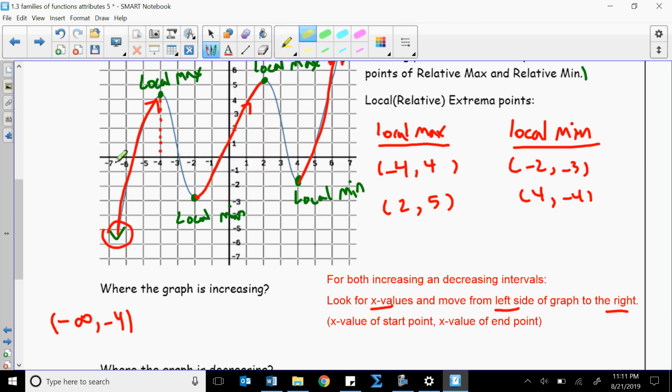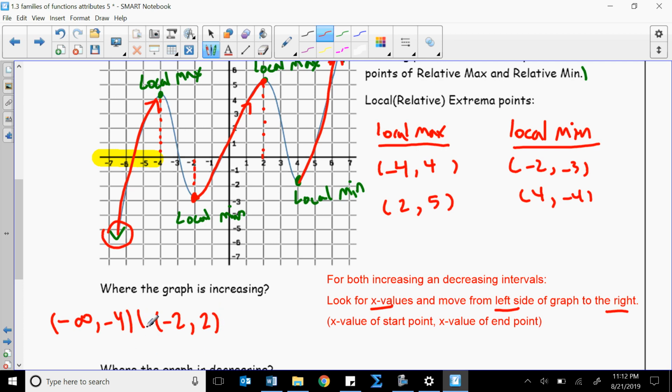Basically, we were writing only this interval of our domain to describe the increasing part of my function. Then let's talk about the second part. It starts from here and ends here. What is the x value of the start point? It is -2. So the second one is -2 to the x value of the end point, which is 2. So from -2 to 2, again, it's increasing.